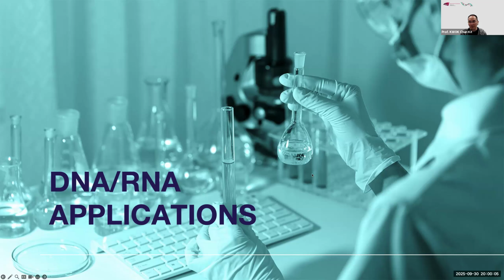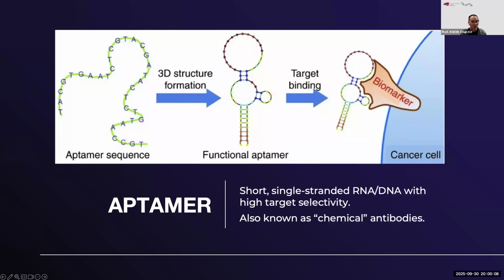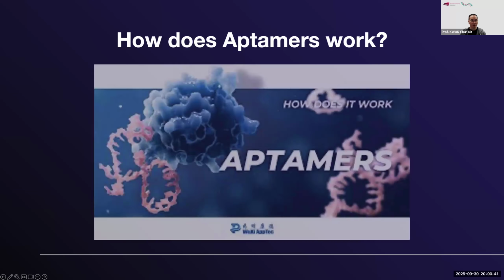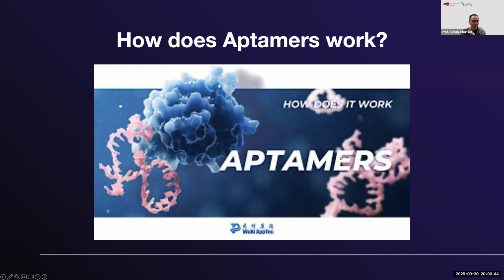So, using DNA or RNA for different applications. One of them is called aptamer. An aptamer is a short single-strand RNA or DNA with high target selectivity. They are also known as chemical antibodies. As you can see here, there's a sequence, and it can fold into different structures by ATGC base pairing. This structure can then help to recognize the target or the biomarker, shown in this case. There are also videos that you can watch that will help you understand more. You can again find them on YouTube.